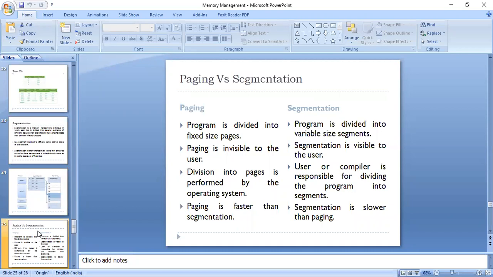When we are talking about paging, division into pages is performed by the operating system. And if we are talking about segmentation, the user or compiler is responsible for dividing the program into segments. Paging is quite faster as compared to segmentation, whereas segmentation is a slower procedure.